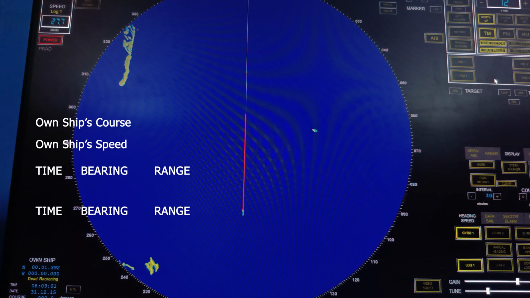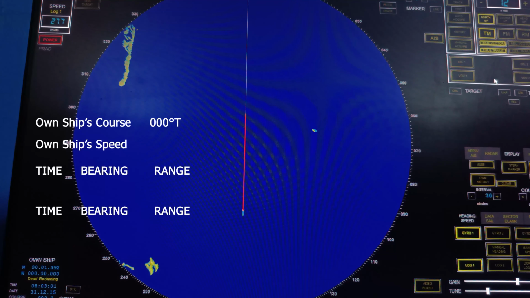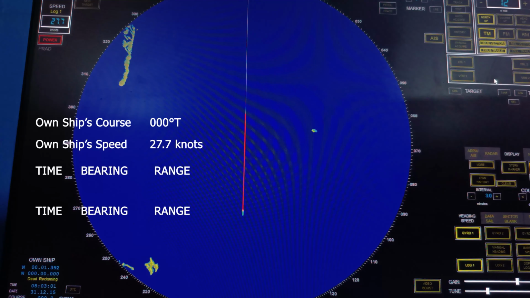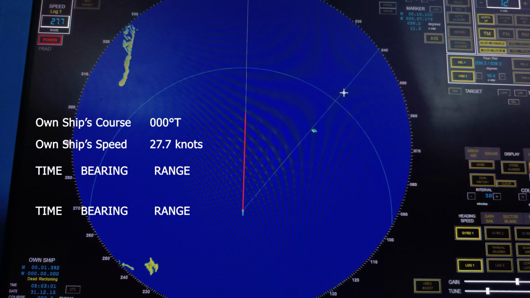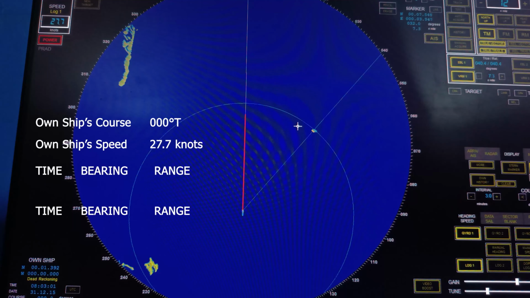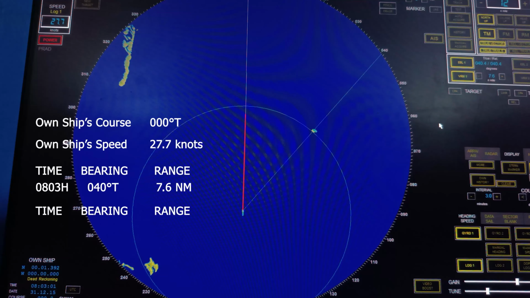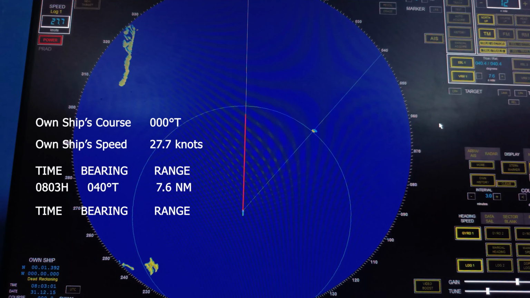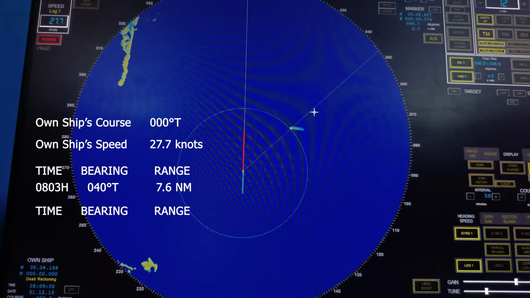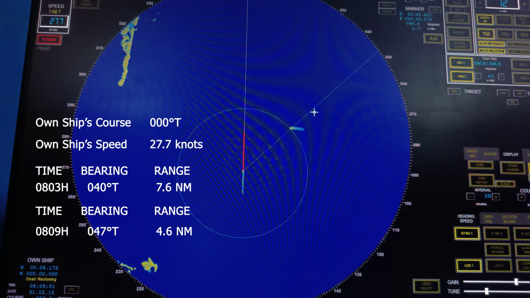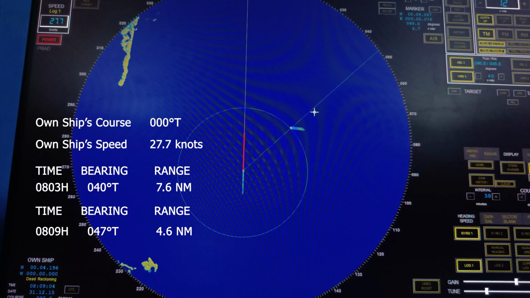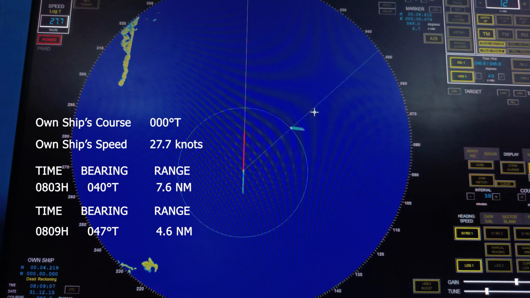In this example, the ship's course is 000 degrees true and the speed is 27.7 knots. To determine the target's bearing and range, we will use the electronic bearing line, EBL, and the variable range marker, VRM. For instance, at 0803, the target's bearing is 040 degrees and the range is 7.6 nautical miles. After 6 minutes, the bearing of the same target is 047 degrees and the range is 4.6 nautical miles. We will record this data on the plotting sheet.